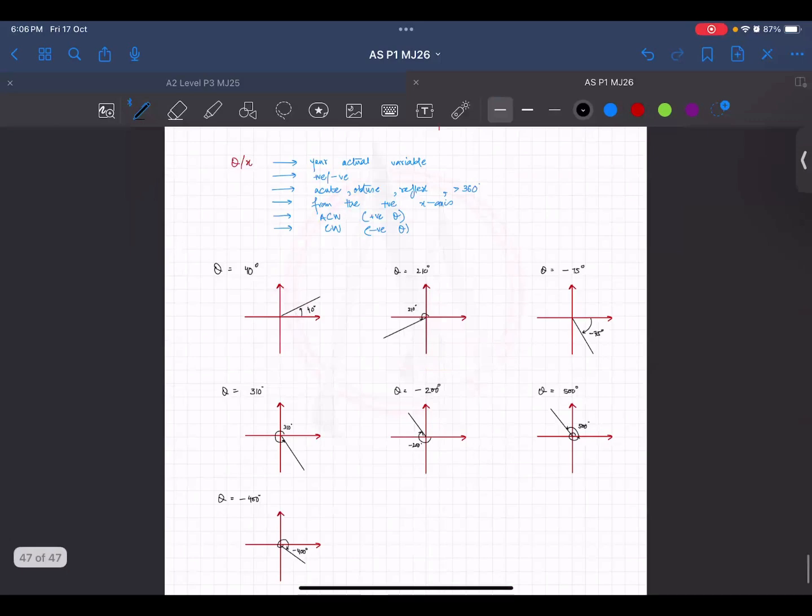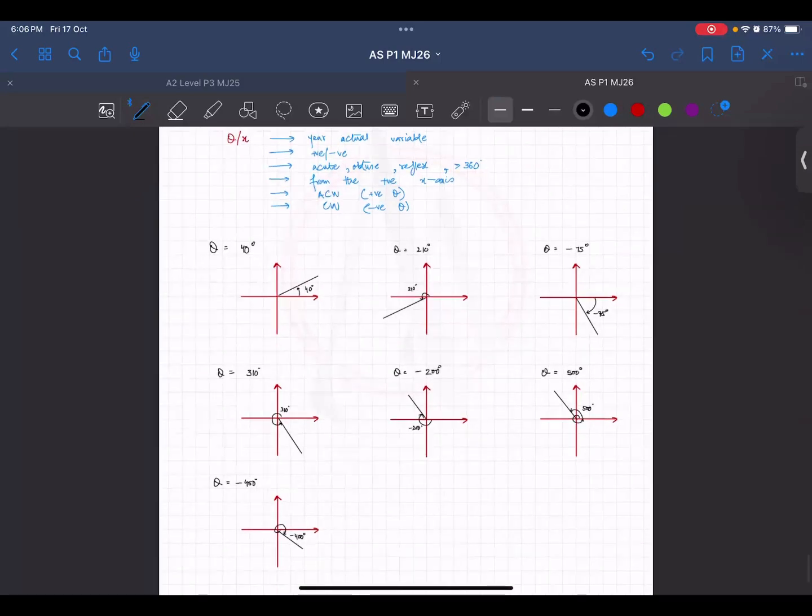Following the definition of theta or the variable x that I am giving you, you can see all of them are from the positive x-axis. And the theta can be negative or positive. It can be acute. You can see 40. It can be obtuse. It can be in the second quadrant. It can be reflex, more than 180. It can be even more than 360. I'll give you the example.